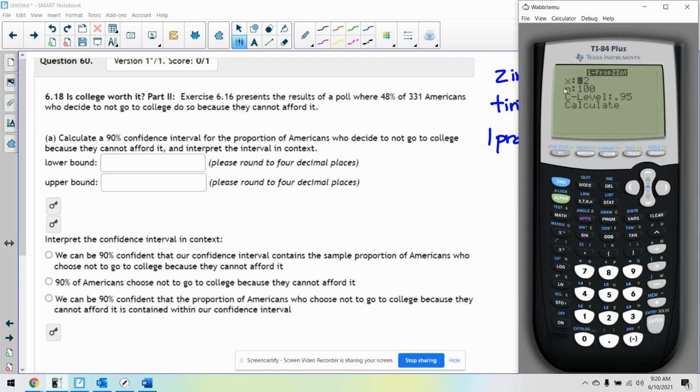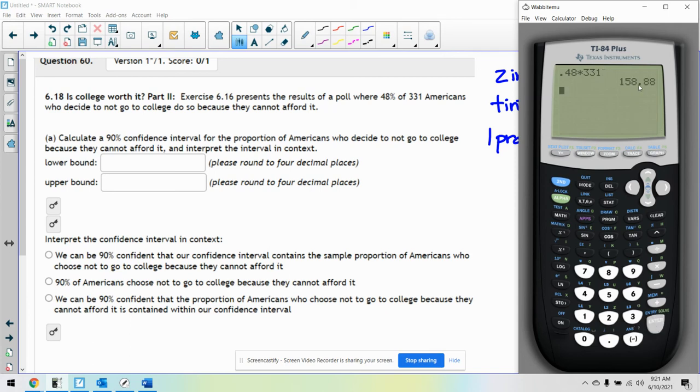You'll see it has an X and an N here, okay? This gives us a percentage. X is the number of things that are successful out of the population. So our population is going to be 331. But you're not going to put 48 here because X is not 48. X is the number of people out of the 331 who said that they didn't go to college because they couldn't afford it. So if I quit out of this real quick, I need to figure out what's 48%, 0.48 times 331.